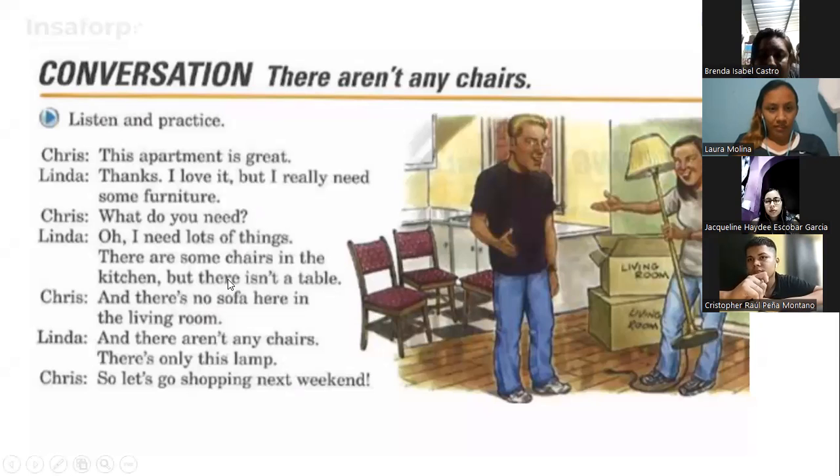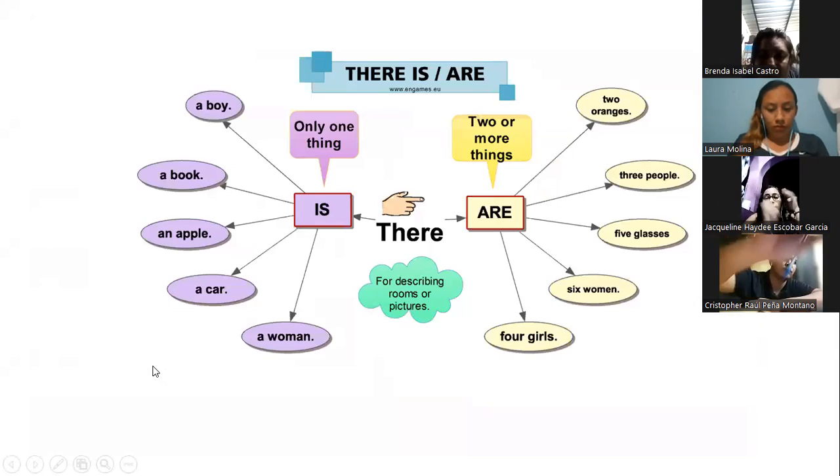Perfect. So guys, here we have a new topic that we are going to see. We have here there is and there's. We are going to see about there is and there are. Here we have this topic for today, so let's focus on this one. This is there. There we have there is.